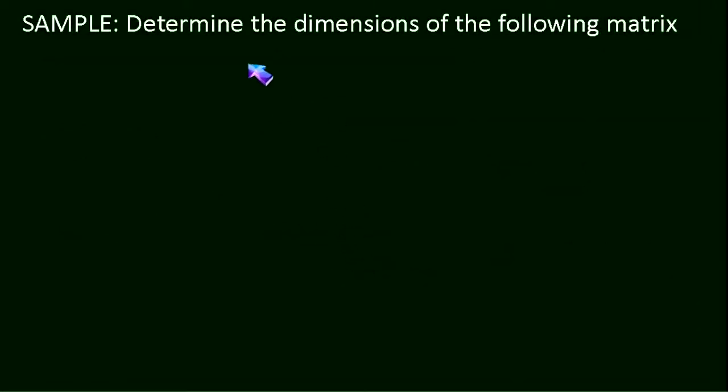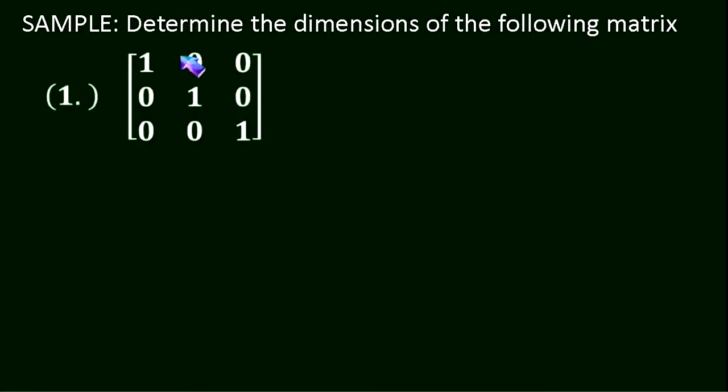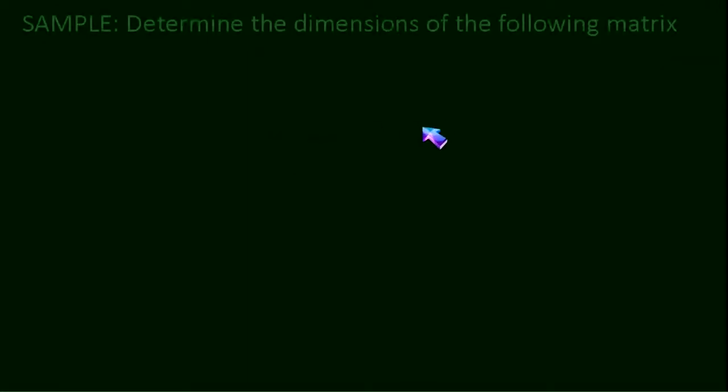So, let's have an example. In our example, we have to determine the dimension of the given matrix. What is the dimension of this matrix? We have 1, 2, 3 rows and 1, 2, 3 columns. So, the dimension of this given matrix is a 3 by 3 matrix.